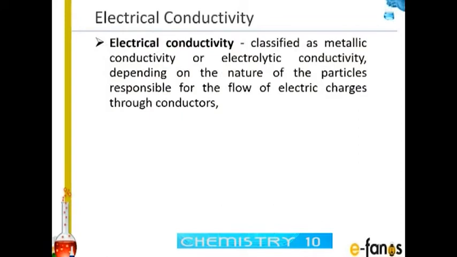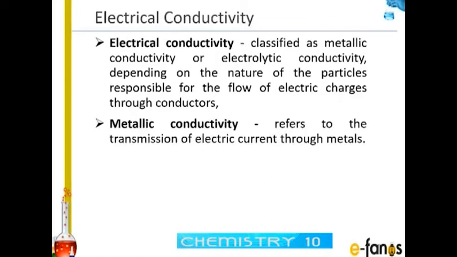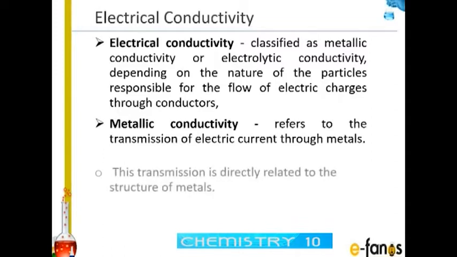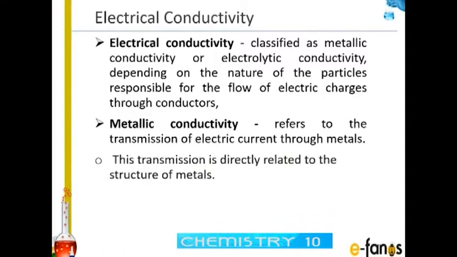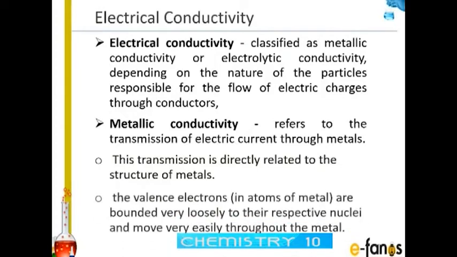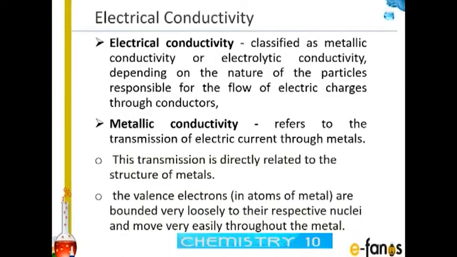So going into greater detail, electrical conductivity can be classified into two categories, either metallic conductivity or electrolytic conductivity, depending on the nature of the particles responsible for the flow of electric charges through the conductor. Metallic conductivity refers to the transmission of electrical current through metals, and the transmission is directly related to the structure of those metals. In this case, the valence electrons in the atoms of the metal are bound very loosely to the respective nuclei and can move more easily through the metal.